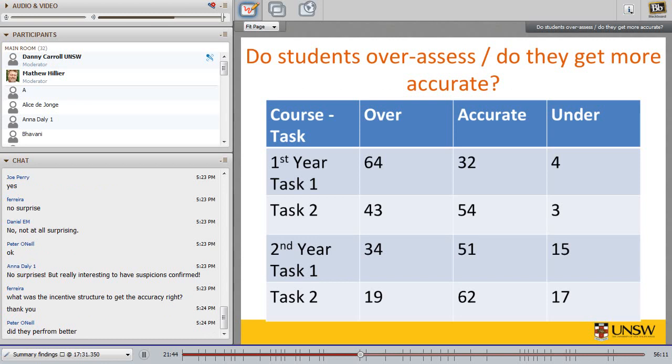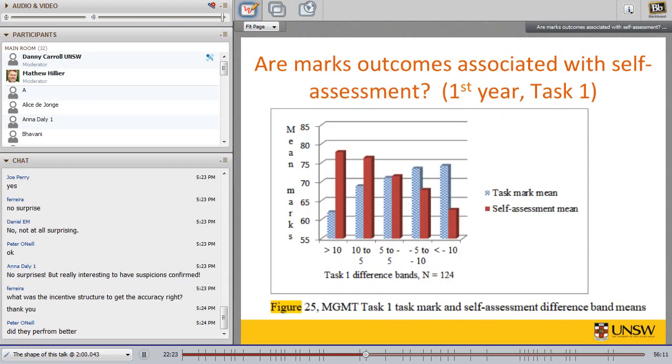What I might do now is go into some of the detail of the study. So, do students tend to over-assess? Well, look at the under-assessment column. This is percentage. Very low percentages of students under-assess. The second years were more likely to under-assess than the first years. In terms of over-assessment, the novice first years were observed to over-assess at much higher rates, but in both courses, over-assessment reduced from task 1 to task 2 quite markedly. And the percentage of students in the accurate range of 5 marks either side of agreement with the marker increased quite nicely. So there was a general movement towards accuracy.